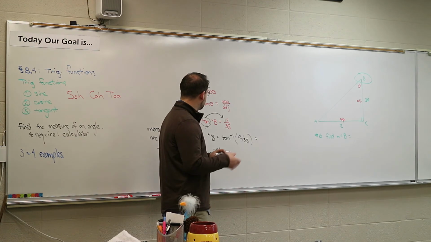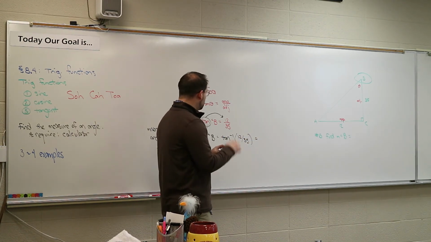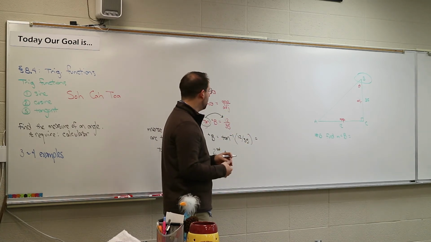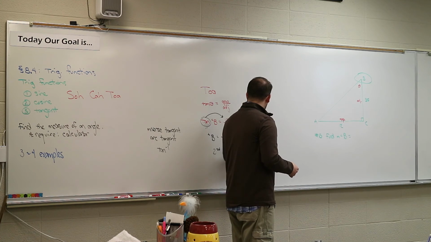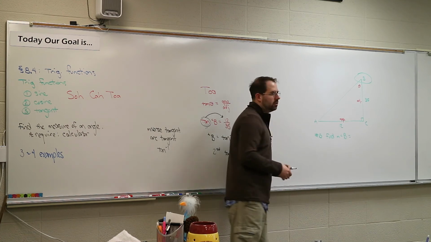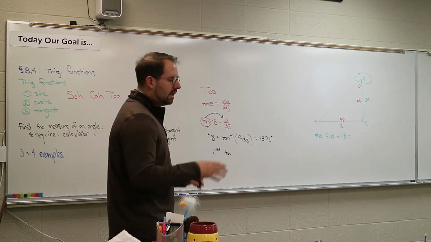So you hit shift or second tangent, so it gives you the tangent -1 on your screen. 12 divided by 35, close the parenthesis after that. What do we get? 18.92. That's your angle. That's 18.92 degrees, about 19 degrees. Again, 2 decimal places. Is that what everyone's getting?